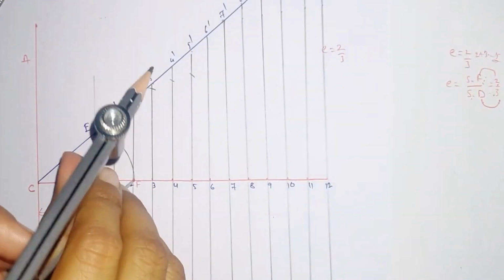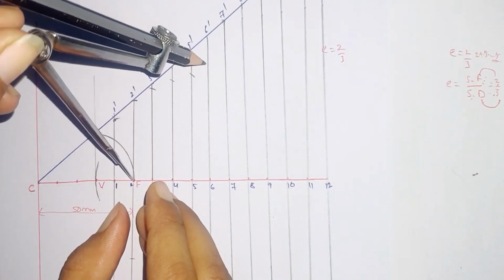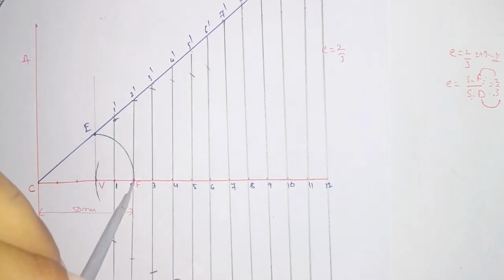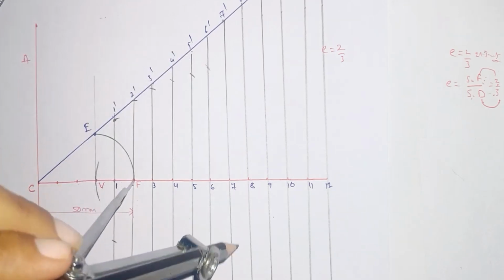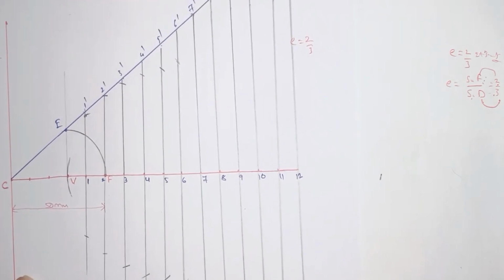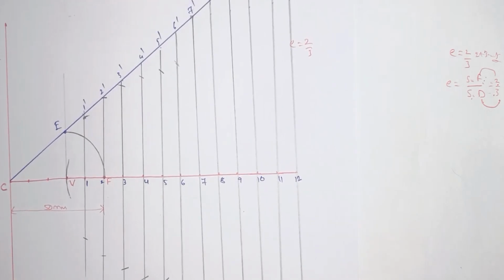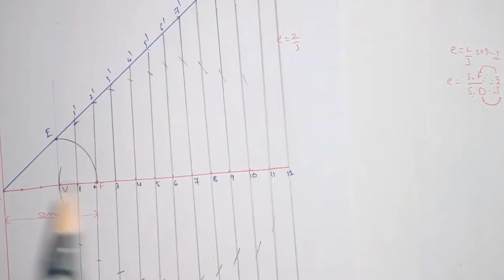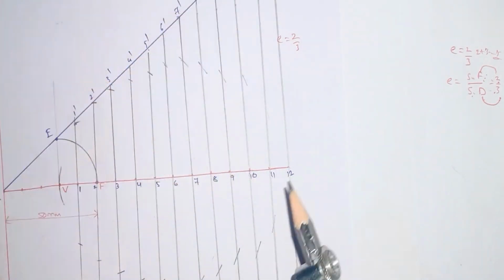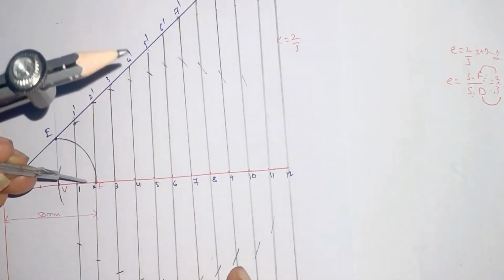Change the centers of the points. F is a fixed point. Cut the arc upside and downside. You have to cut only the lines whose measurement you are taking. Similarly, you have to follow the same for 9, 9 prime, 10, 10 prime, 11, 11 prime and 12, 12 prime, and F is a fixed point.